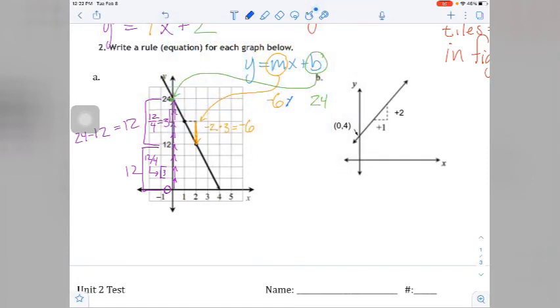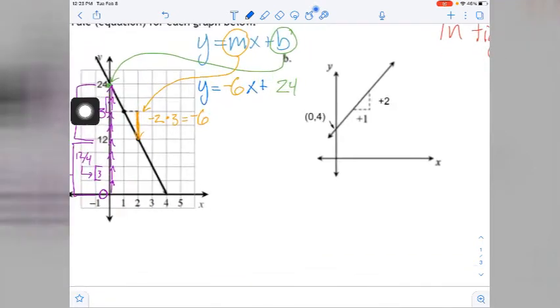So some students got this wrong because they said negative 2 instead of negative 6. Other students missed this because they forgot that when it goes down, it is a negative value. And some students, even though they did this thinking over here, forgot that it was subtracting. And so they said 6x plus 24 instead of minus 6x plus 24. So that's how we do A.